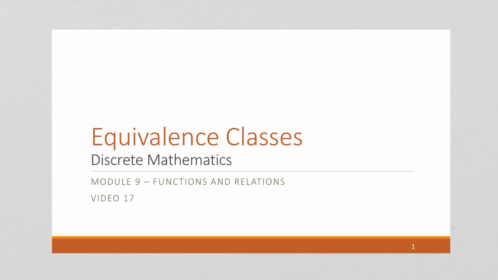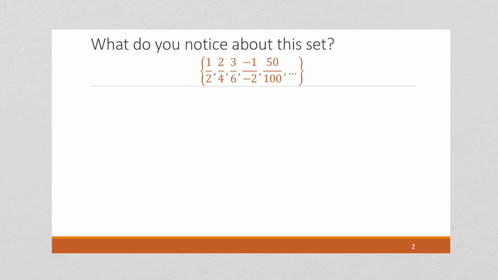So now we've talked about equivalence relations and seen what's required for a relationship to be an equivalence relation. Equivalence classes group elements using equivalence relations. So take a look at this set: 1/2, 2/4, 3/6, -1 over -2, 50/100. These numbers are all equal to one another, right?